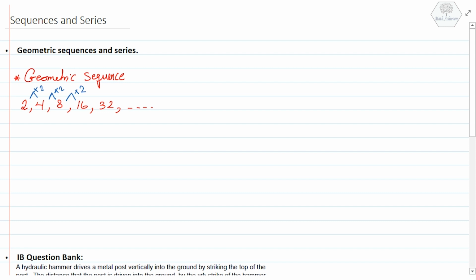So now, in order to show that a sequence is a geometric sequence, the second term divided by the first term must be equal to the third term divided by the second term. This is to show that any sequence is considered to be a geometric sequence.